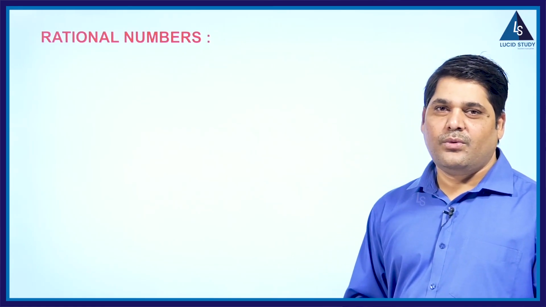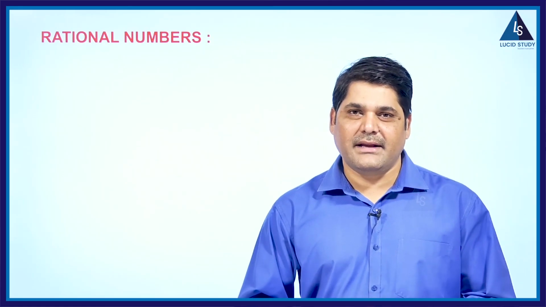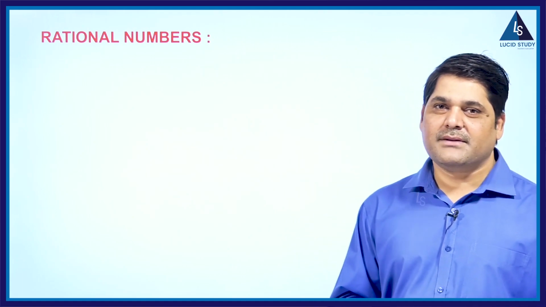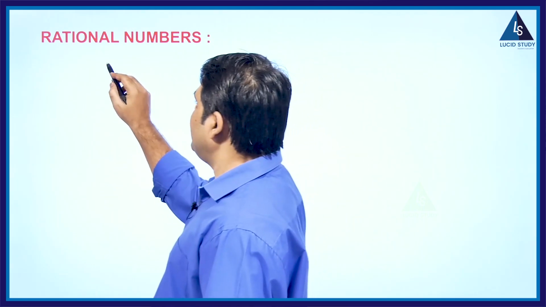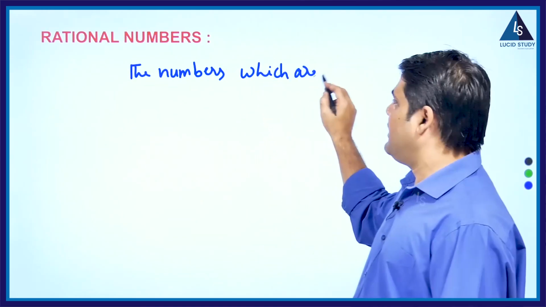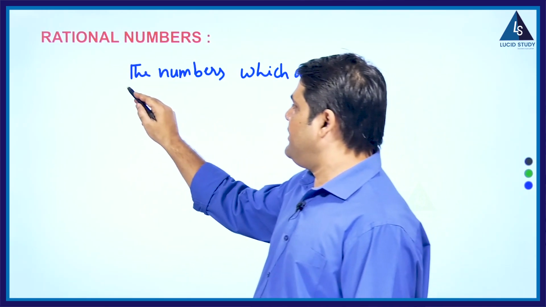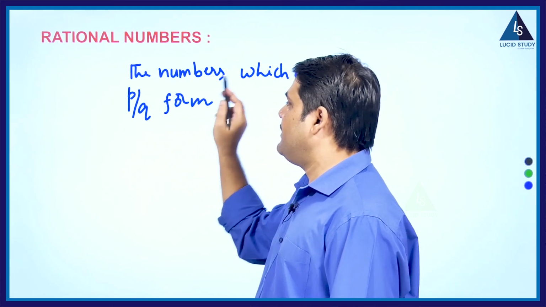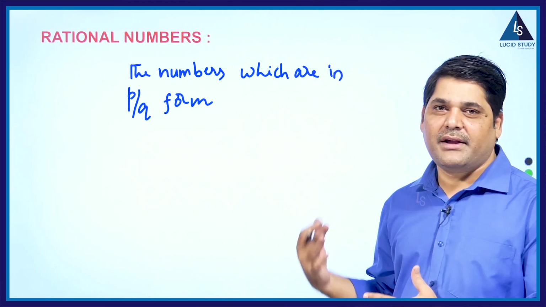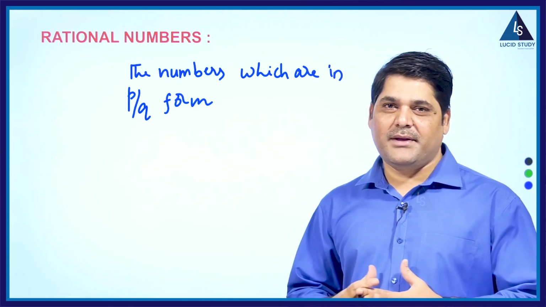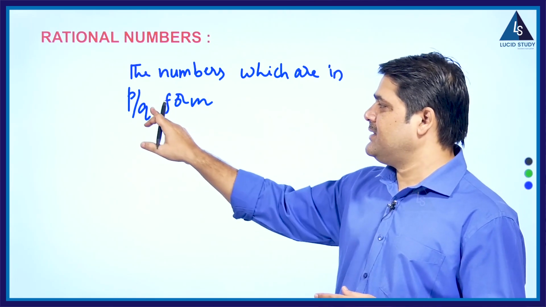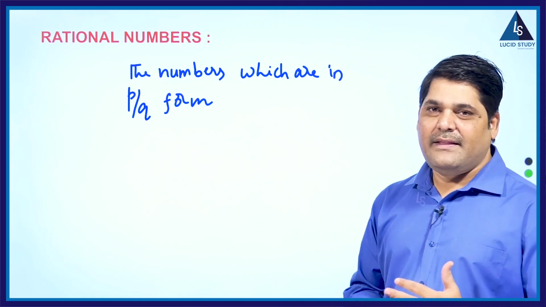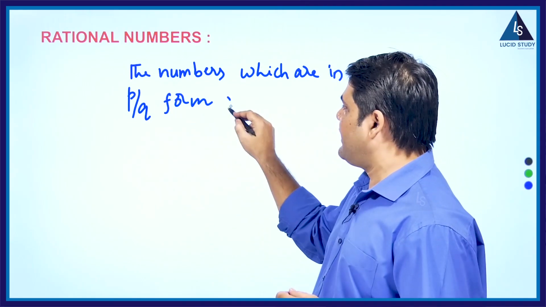Now, as I told you, we are going to discuss rational numbers. What do you mean by rational numbers? Rational numbers means the numbers which are in p by q form. What form? They should be in the form of p by q. Immediately you need to recall the fractions. So any number in the form of p by q is said to be a rational number.